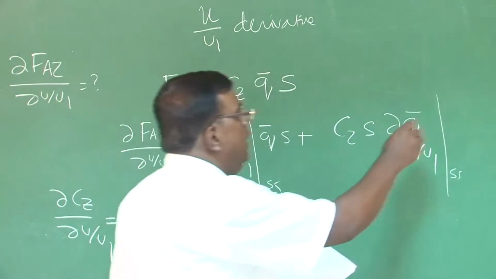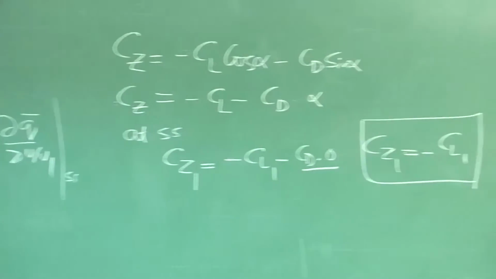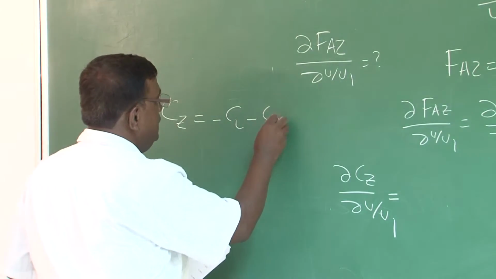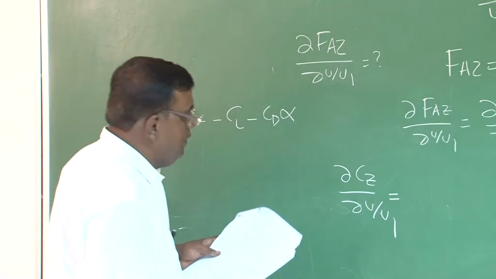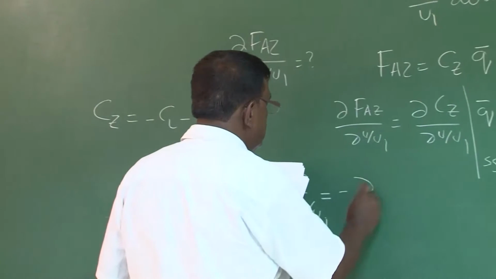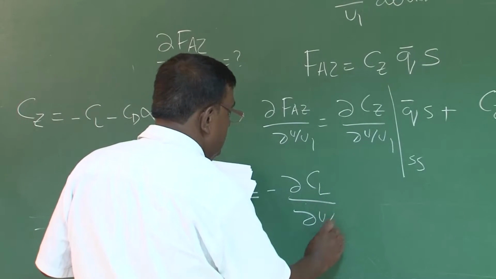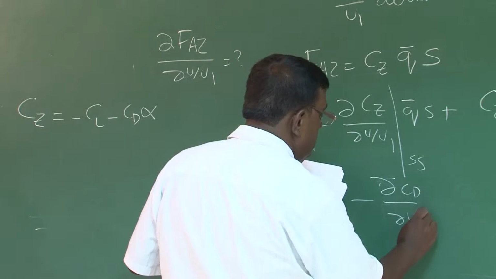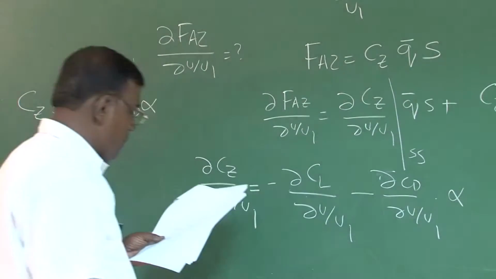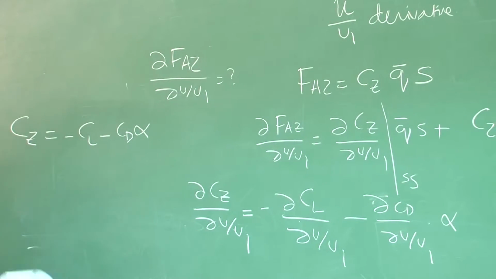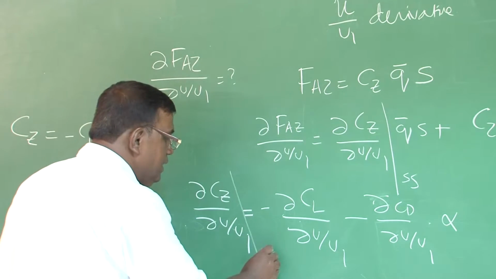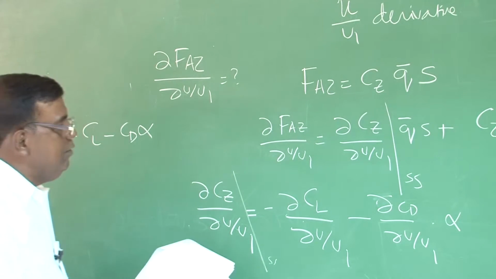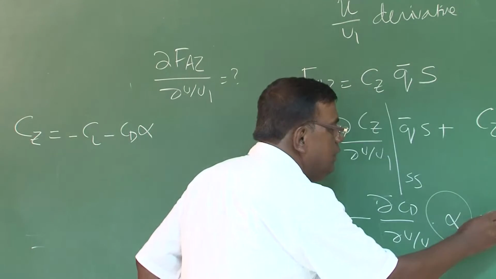from that expression I use this. So let me write this here for your comfort. Cz is minus Cl minus Cd into alpha. So dCz by du by u1 I can write as minus dCl by du by u1 minus dCd by du by u1 into alpha. Right? Now you know that this has to be evaluated at steady state. So what happens? At steady state means alpha goes to 0. So what are you getting?